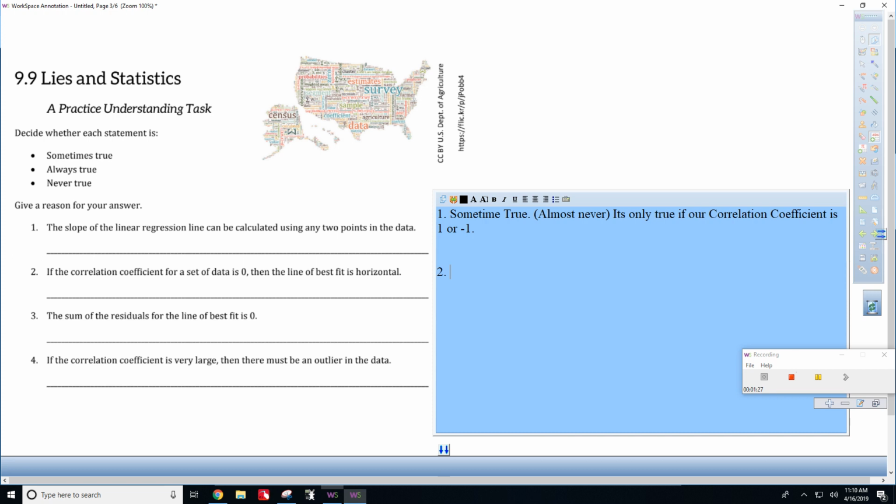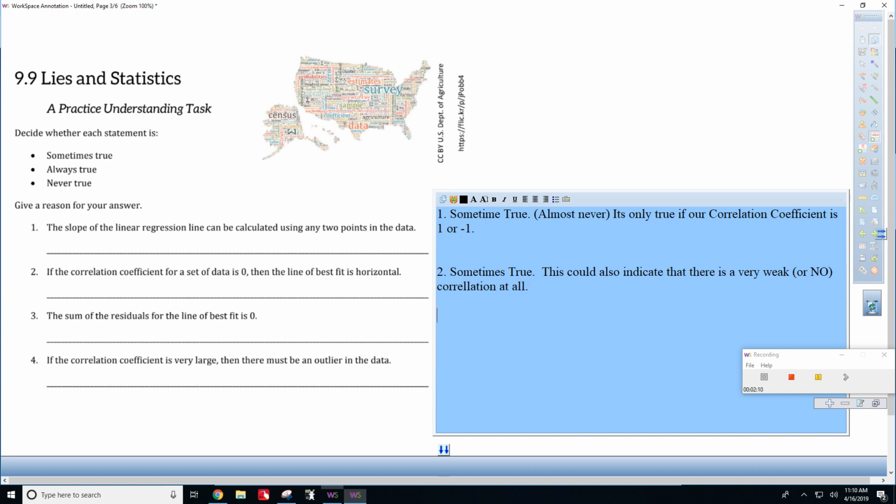Okay. Number 2. If the correlation coefficient for a set of data is 0, then the line of best fit is horizontal. This is also sometimes true. This could also indicate that there is a very weak or no correlation at all.